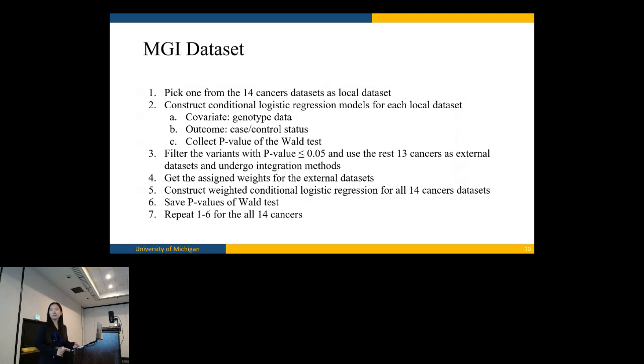The reason we are doing the filtering step here is because we have very huge data, and the computation time is very long for us. If we do not use the filter step, it will take several months for us to compute on the cluster. After this, it still takes about 1 month to calculate everything on the cluster. And then we get the assigned weights for external data sets, and then construct the weighted conditional logistic regression for all 14 cancer data sets. And we save the p-value of the Wald test as the integrated p-values. Then we repeat steps 1 to 6 for all the 14 cancers.